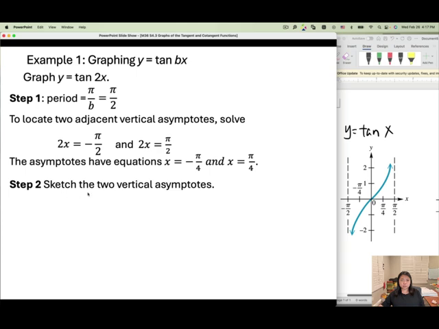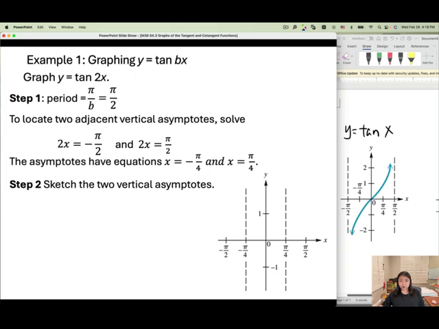And then we're going to sketch the two vertical asymptotes. The picture is going to look like this. And then one more point here. You can see when x equal to negative pi over 4, that will be this point, y will be equal to negative 1. When x equal to pi over 4, y will be positive 1. So that's why we're going to put the 1 and negative 1 in here.